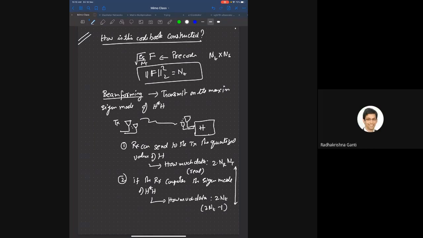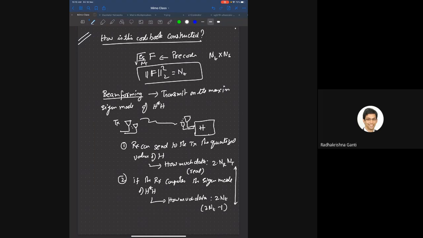I'm saying you're using maximum eigenmode transmission. That is one way of beamforming. See, you have only one receiver. How do you do beamforming? If you do beamforming when you have multiple antennas at the receiver, the only way possible is maximum eigenmode. How else will you do it?